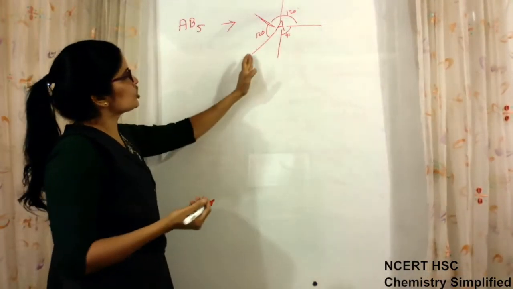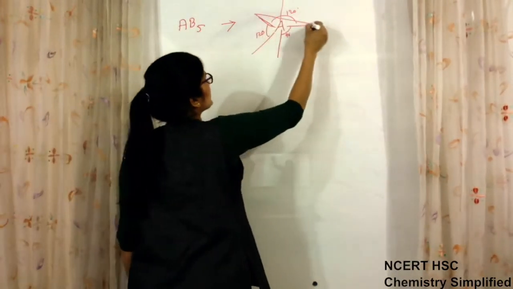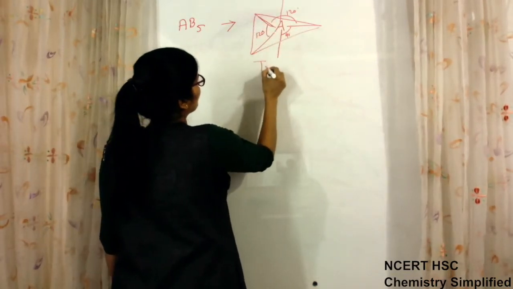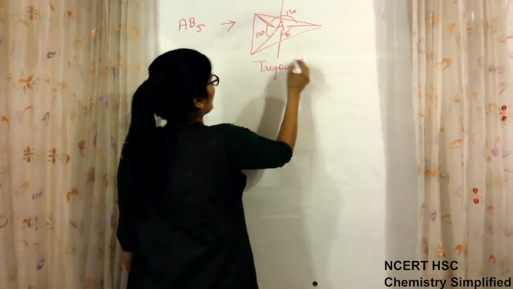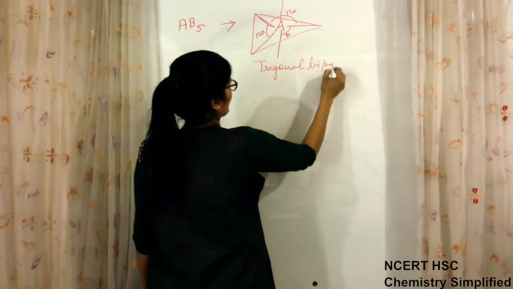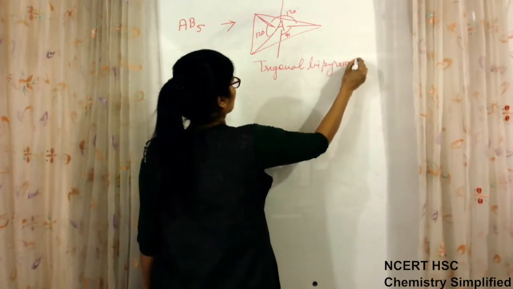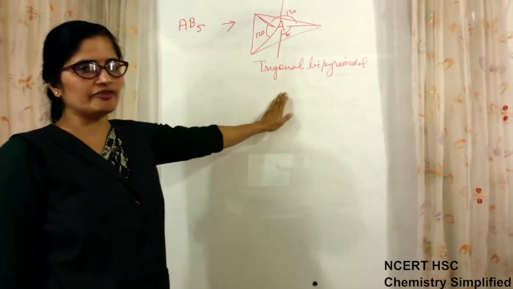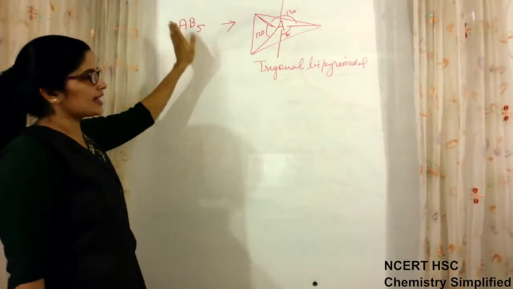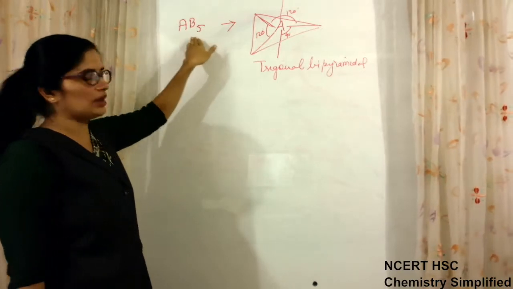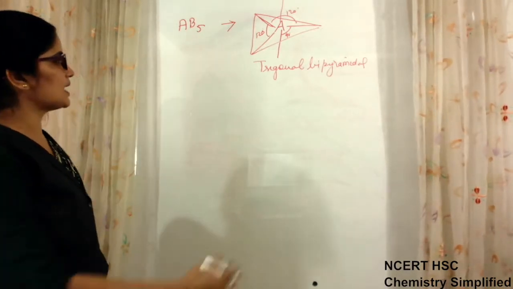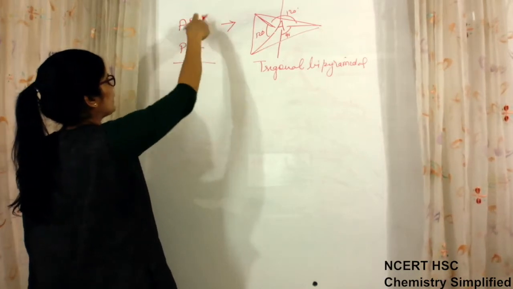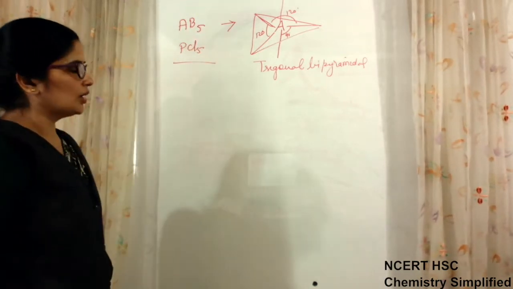So this geometry we had discussed is trigonal bipyramidal. Trigonal bipyramidal if the molecule has regular geometry of AB5 type. Example we had seen: PCl5 was the example of AB5 type of molecule.